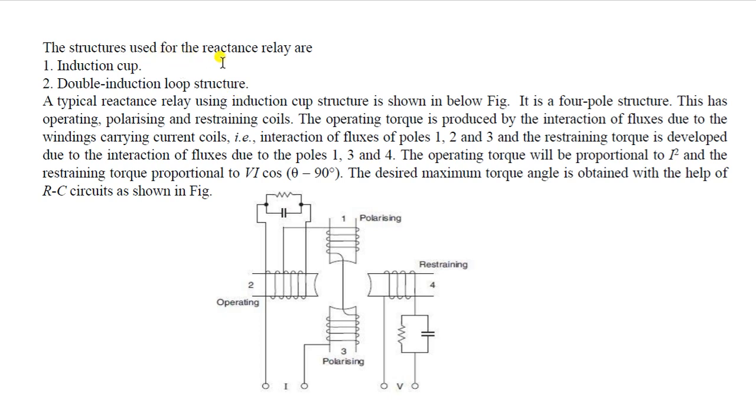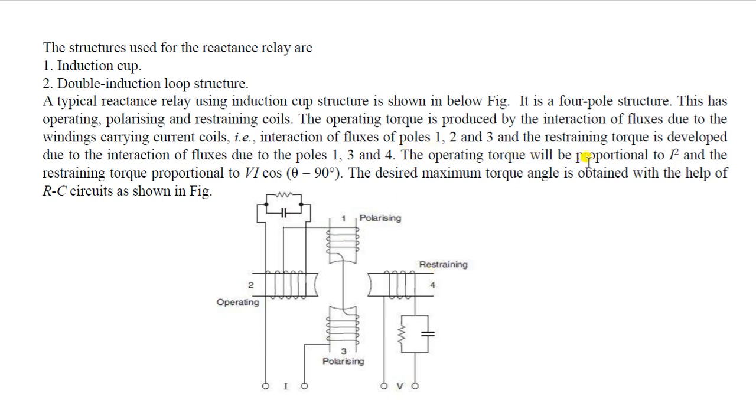The structures used for the reactance relay are the induction cup structure and the double induction loop structure. A typical reactance relay using induction cup structure is shown below. It is a 4-pole structure. This has operating, polarizing and restraining coils. The operating torque is produced by the interaction of the flux due to the windings carrying current coils. For example, the interaction of flux of pole 1, 2 and 3, that is first pole, second pole, third pole. And the restraining torque is developed due to the interaction of the flux due to the first pole, third pole and fourth pole.